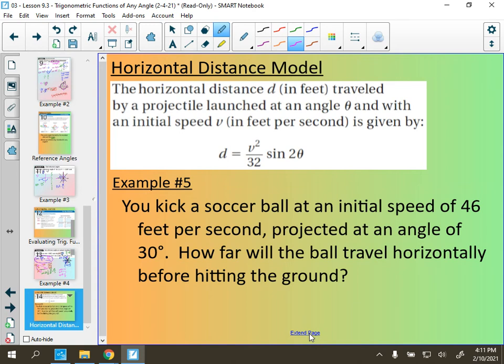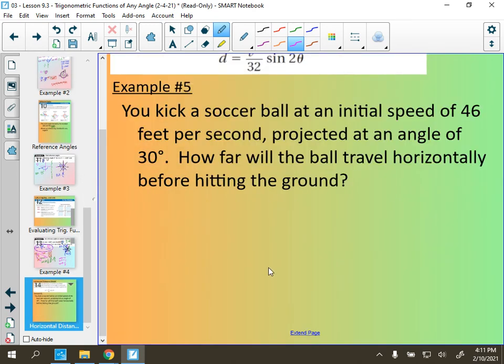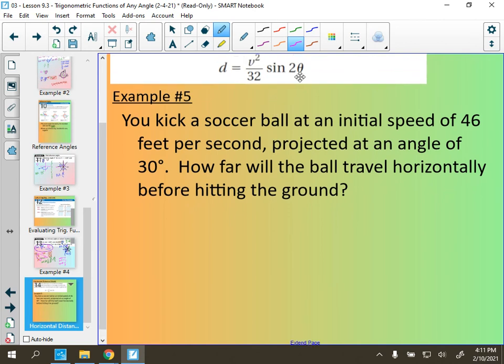So let's give it a shot. I know this example here is pretty much just a good old-fashioned plug into the formula type of thing, but even that, with sine and 2 theta, I know for sure it gives people trouble sometimes. So we kick the soccer ball. We can make a little picture. I don't think you have to make a picture, but whatever. We're already at close to an hour on these notes here. We might as well. We kick the soccer ball. Whatever. It travels from here to here.